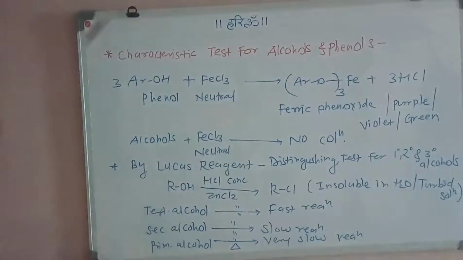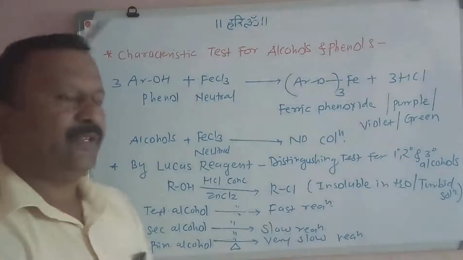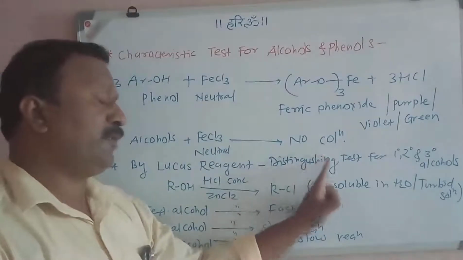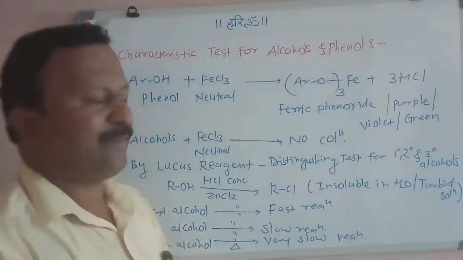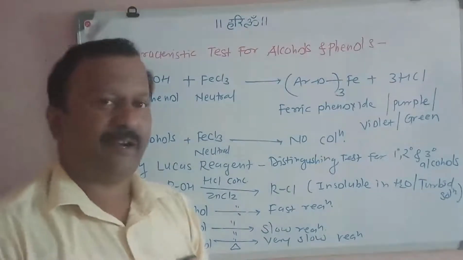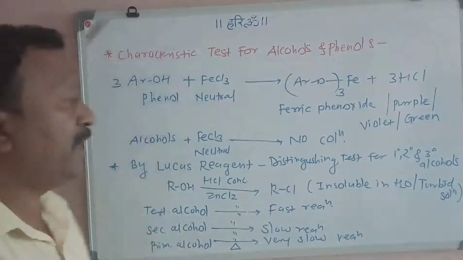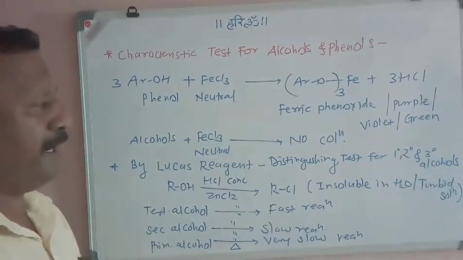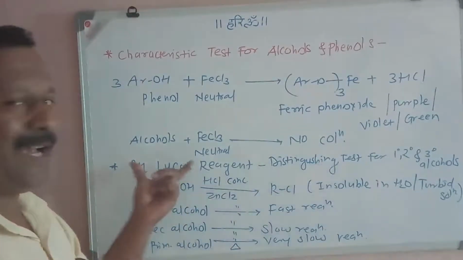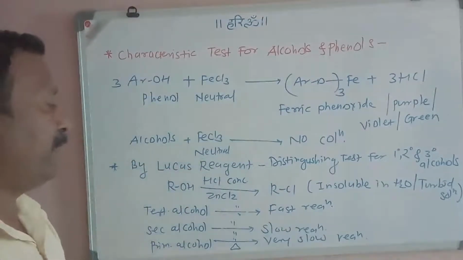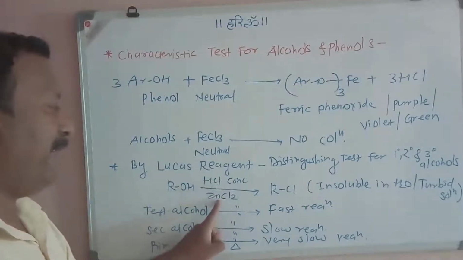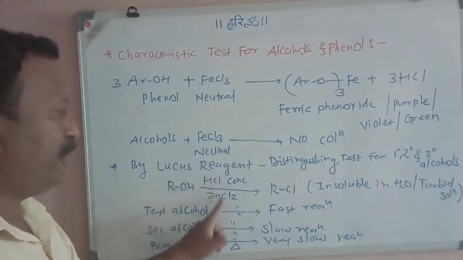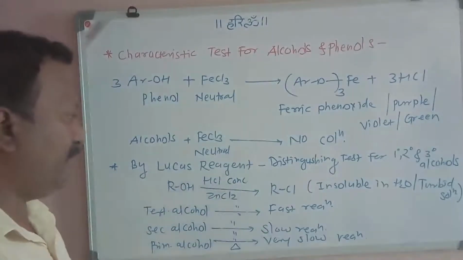There is a second test, that is the Lucas test, or test by using Lucas reagent. It is a test for distinguishing between primary, secondary and tertiary alcohols. How do you distinguish between primary, secondary and tertiary alcohols? We can distinguish them by using Lucas reagent. What is Lucas reagent? It is nothing but the concentrated solution of hydrochloric acid, that is HCl, and anhydrous zinc chloride. The mixture of these two is called Lucas reagent.